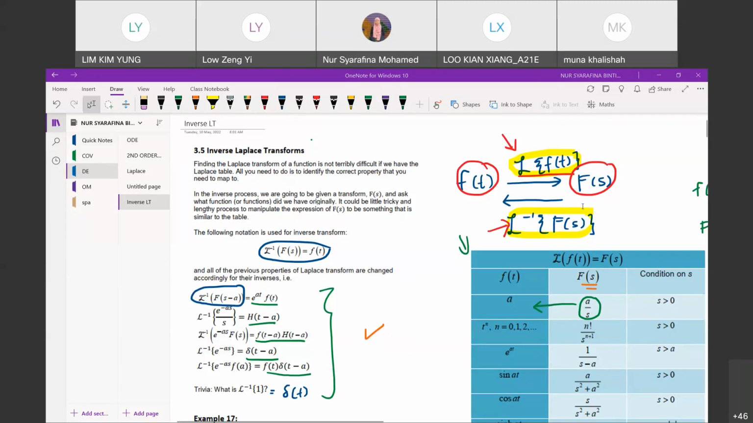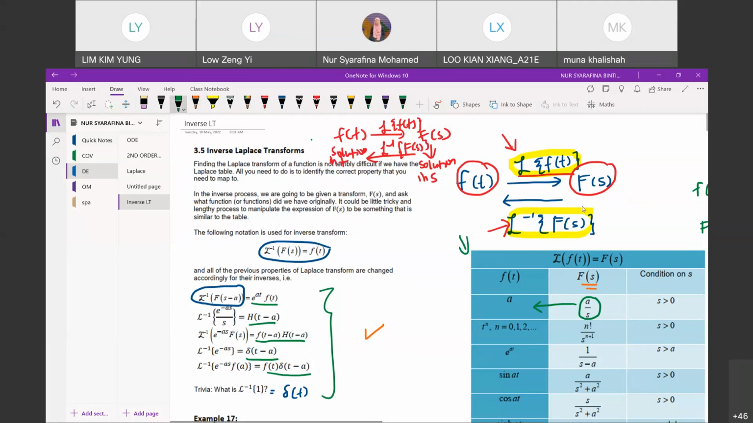So why do we need to transform and inverse transform again? Because our aim is to find the solution of the DE. Remember, we have a function f(t). We transform to get F(s), and then we find the solution in terms of s, and then we inverse transform to get the solution in terms of t. Okay, so this is what we are going to do.